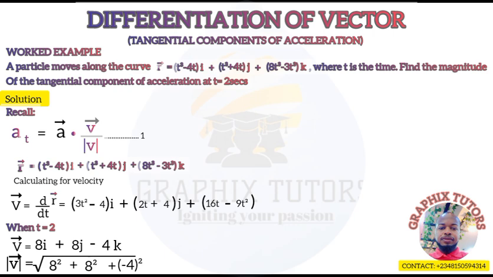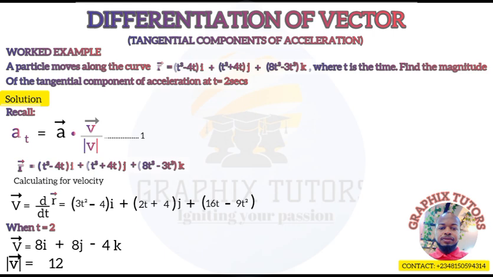So this will give me the square root of 8 squared is 64, and minus 4 squared is 16, because minus and minus is what? Is plus. So we're having 64 plus 16, that will give us 144. So the square root of 144 is 12. So I've gotten the magnitude of the velocity there, which is the linear velocity.